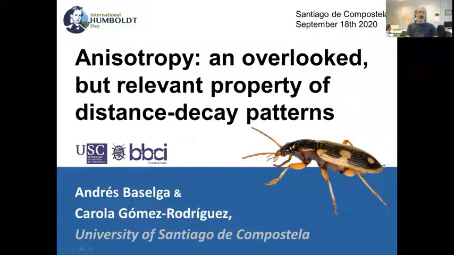I'm not going to talk about a different thing related to distance decay patterns, but as I said in my introduction, trying to find if we can measure the degree of anisotropy in community turnover and use it to learn new things about how biodiversity is distributed and how much species distributions are in equilibrium with climate.